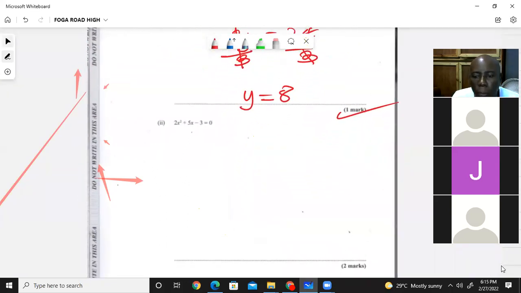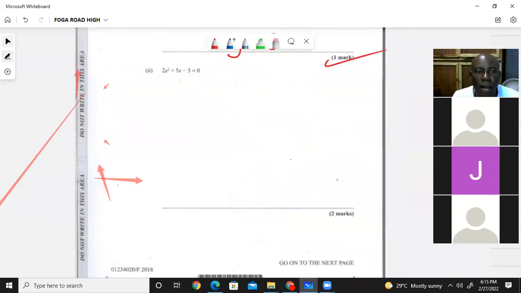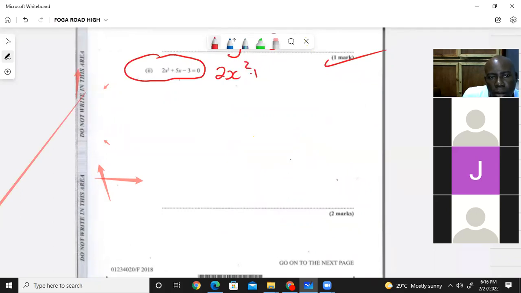All right, now we are pushing it further. We have another thing to solve here. We're not just factorizing here. They want us to solve a quadratic. Let me rewrite it for us. 2x squared plus 5x minus 3 equals 0. So you're looking at that quadratic equation.